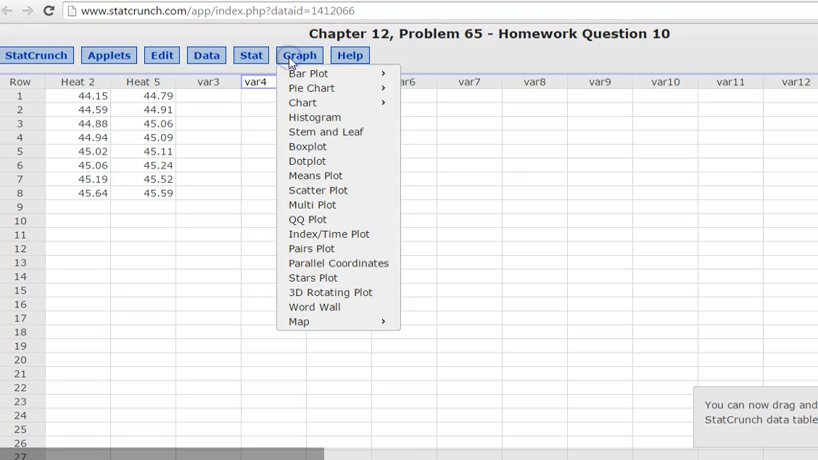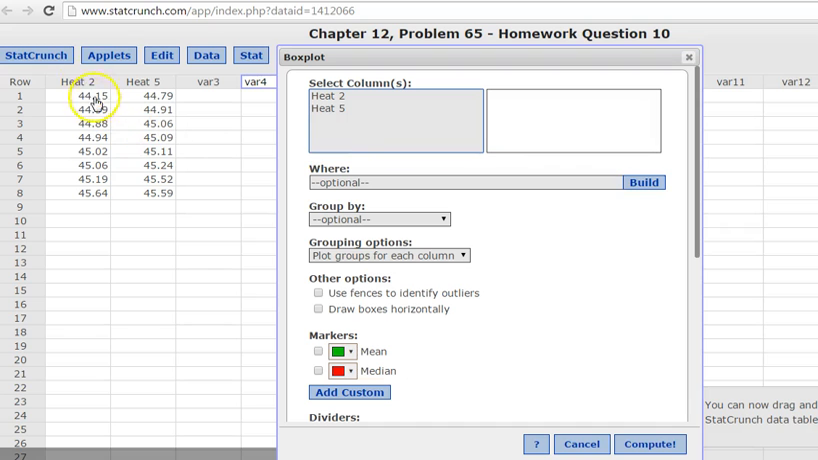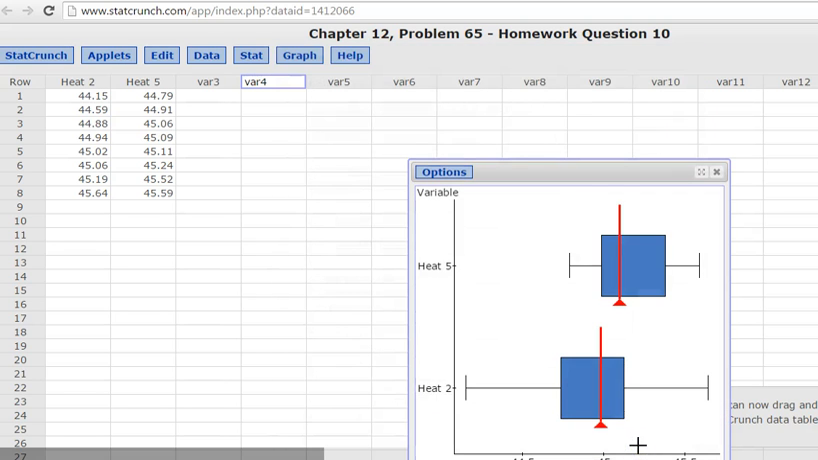I'm going to go to Graph, Box Plots. Now as you can see, I have entered the data in column 1 and column 5. I select Heat 2 in the first column. I press Control on my keyboard. I have a PC, so I press Control, select Heat 5, and then I go down. I can release my Control key, and under Other Options, I select Use Fences to identify outliers. I select Draw Boxes horizontally. I select Median under Markers, and I select Compute.